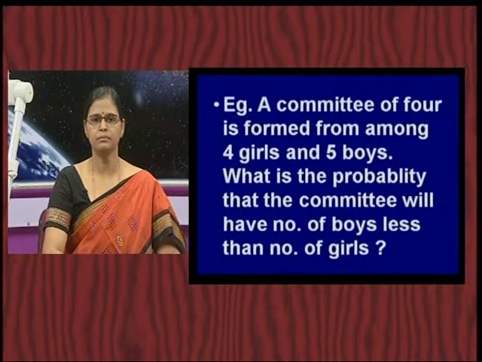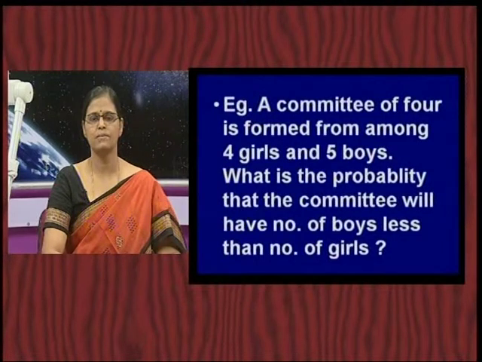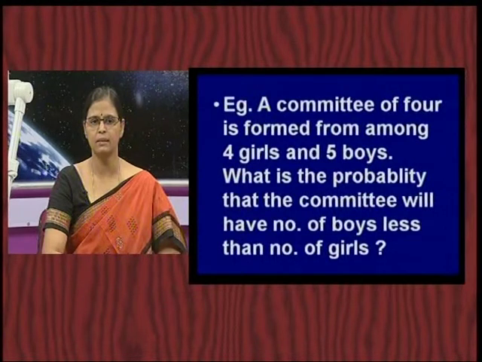Another situation: a committee of 4 is formed from among 4 girls and 5 boys. What is the probability that the committee will have number of boys less than number of girls? So, the available number is 4 girls and 5 boys and you are supposed to form a committee of 4. You are looking at the combination that the committee will have number of boys less than number of girls.